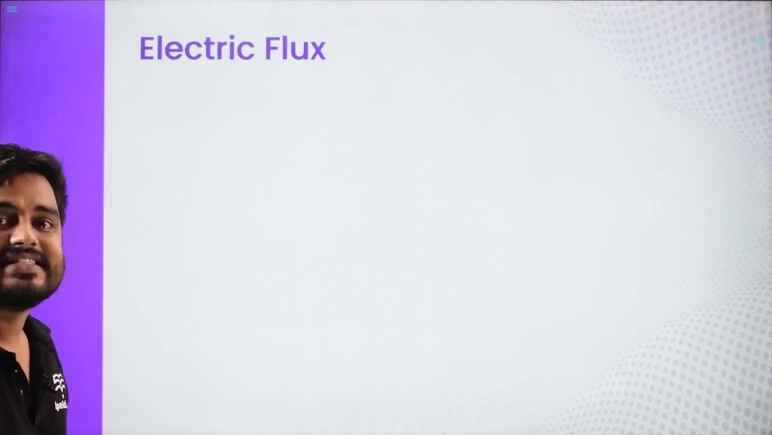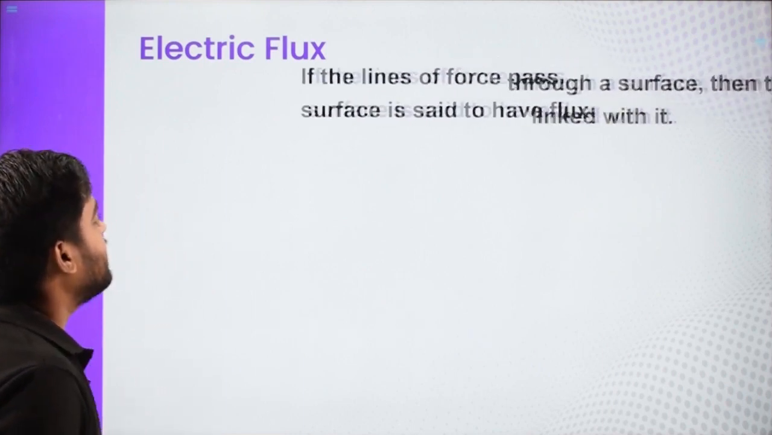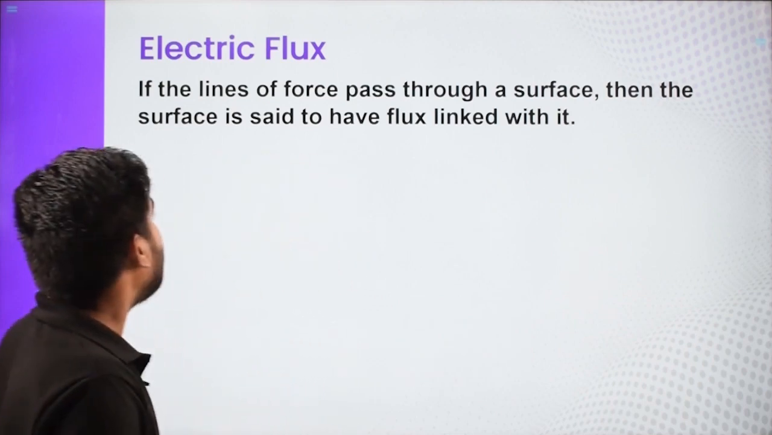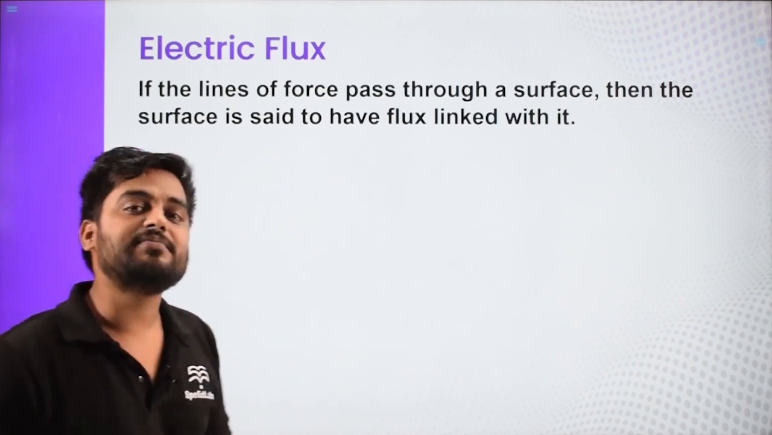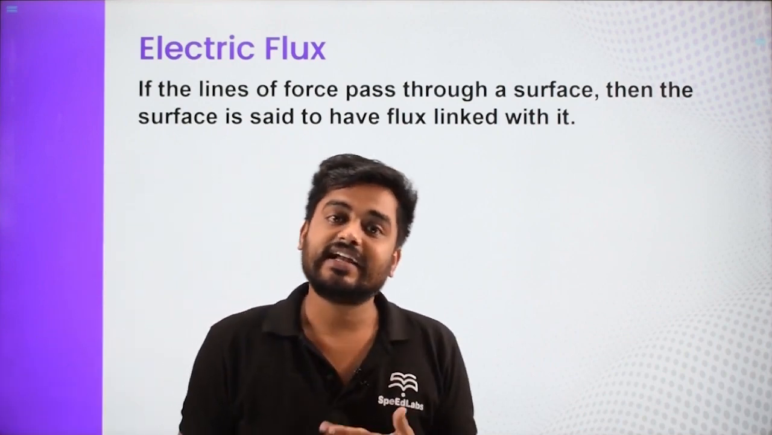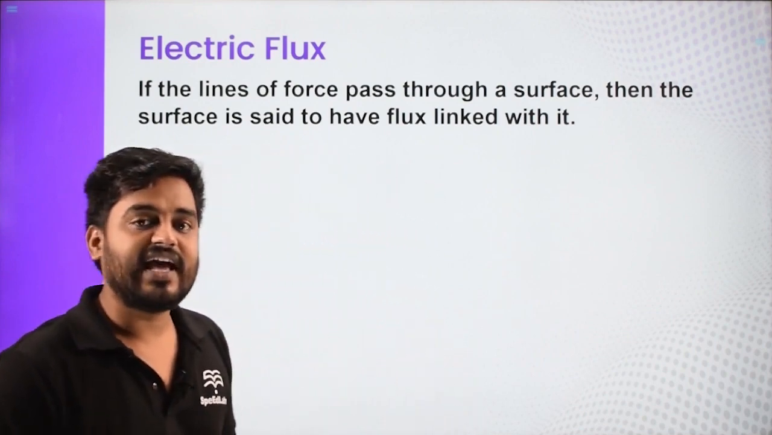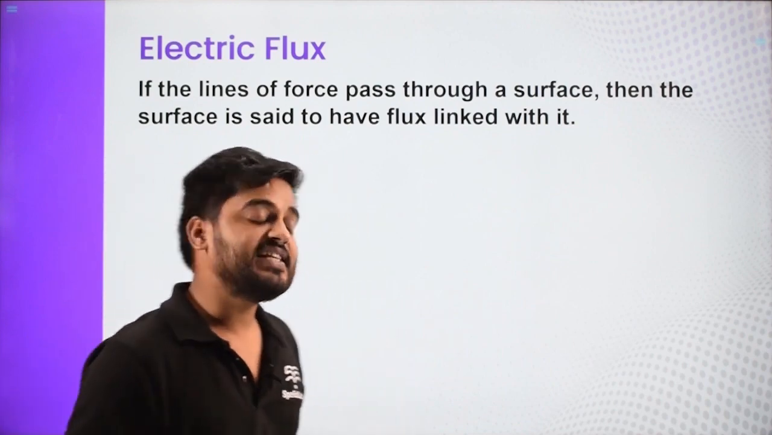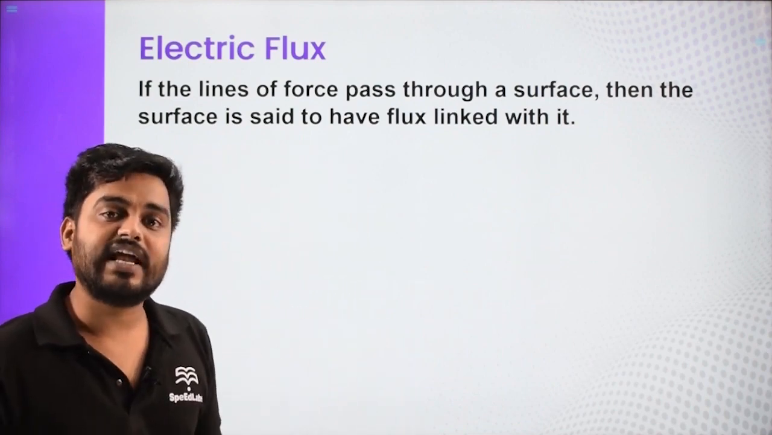Now let us discuss electric flux. So first is, if the lines of force pass through a surface, then the surface is said to have some electric flux associated with it. So if an electric field is represented by electric field lines, and electric field lines are crossing a particular surface, then we say that surface is having some electric flux.